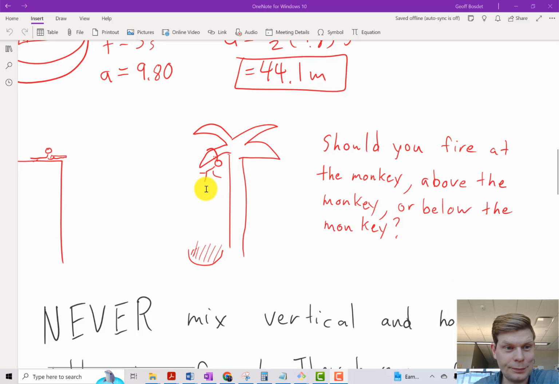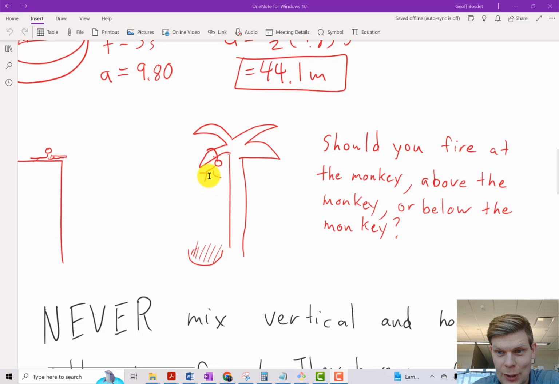Hypothetical situation. You are tasked with researching this psychic monkey in the jungle somewhere. And so you got your little tranquilizer gun, and you're sitting at the top of the cliff, and here's your psychic monkey in a tree. But you know this monkey is psychic and will sense the minute you pull the trigger and will drop onto the nice, soft, fluffy bed.